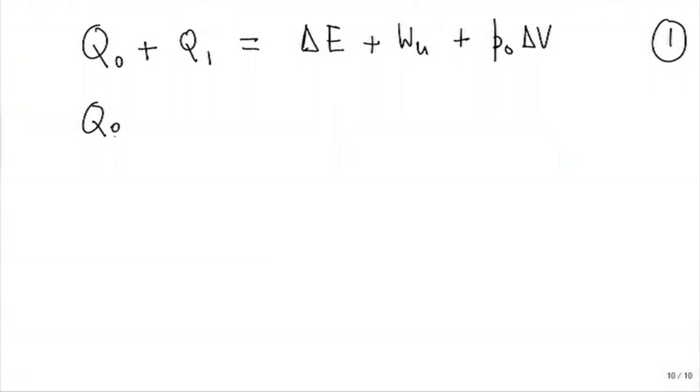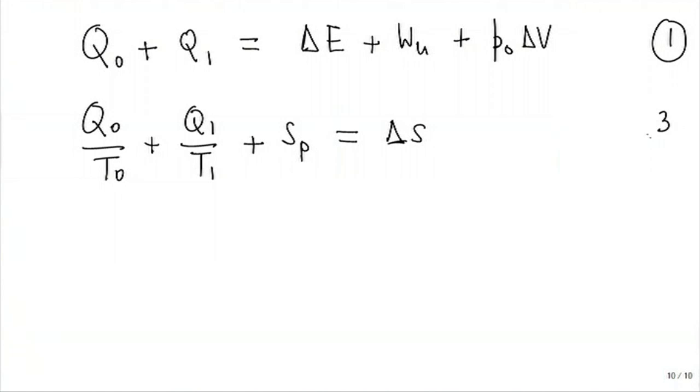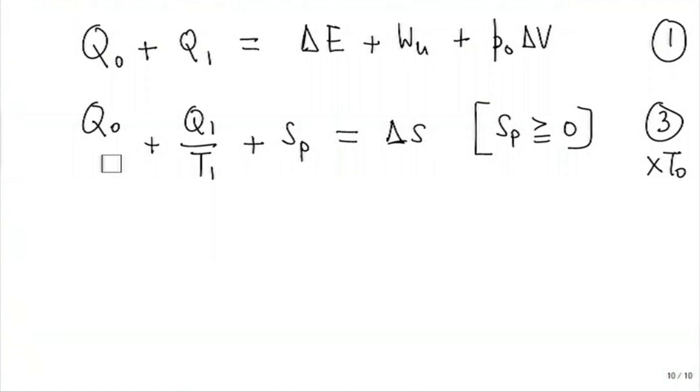The second law equation was Q naught by T naught plus Q 1 by T 1 plus S P was equal to delta S. This was 3, and we always had this, that S P was greater than or equal to 0. Now, I am going to multiply this by T naught. So, what happens? T naught goes away from here, this term becomes Q 1 into T naught by T 1, this becomes T naught S P, and the right hand side becomes T naught delta S.